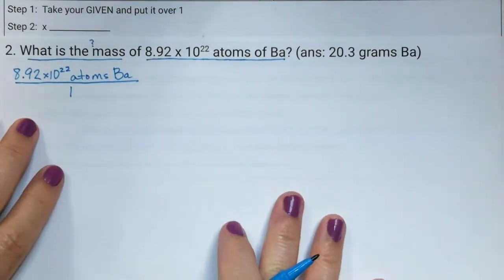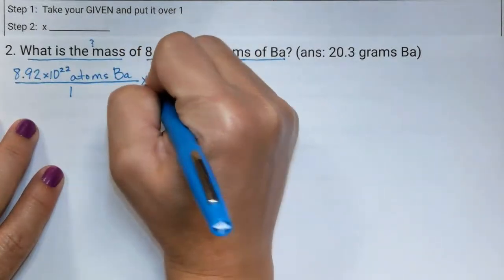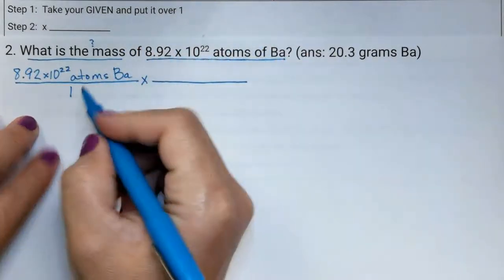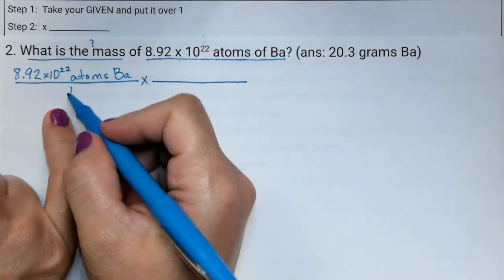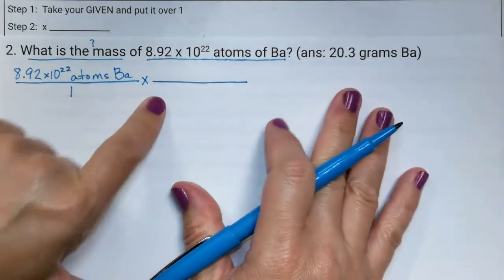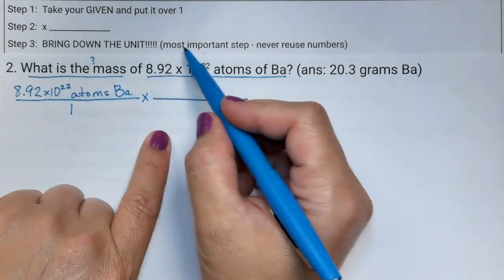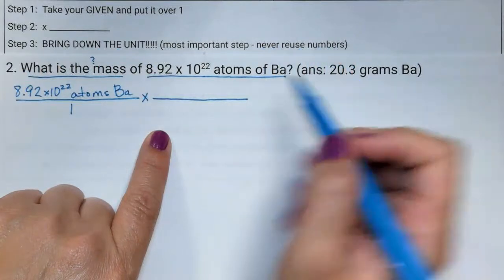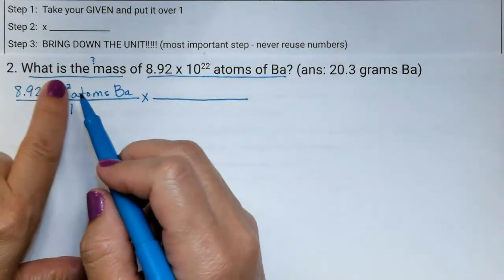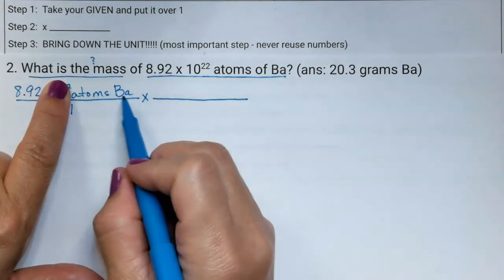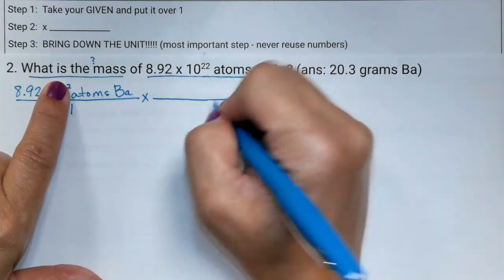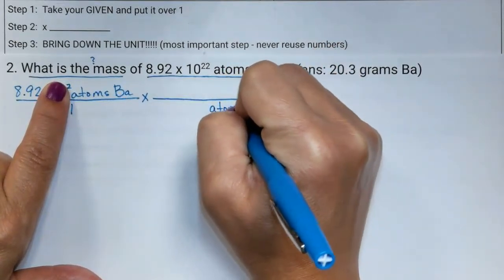Step number 2 says times, draw a line. Now, to be technical, you don't have to put the number 1 here. It's just a placeholder. Now, step number 3, bring down the unit. This is the most important step. Don't reuse numbers. So I only want to bring down, not this number, but atoms of barium come down here so they can cancel.